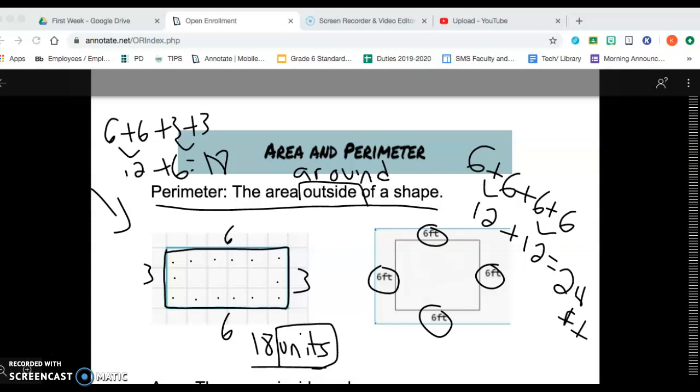Another way, so if you have a square, remember a square means all 4 sides are the same. That means we could just do 6 times 4, and you would still get 24 feet. But that only works with squares, okay? So it may just be easier for you to add them up. So when you think perimeter, just think adding up all of the sides. Okay, so perimeter means to add up all of the sides.